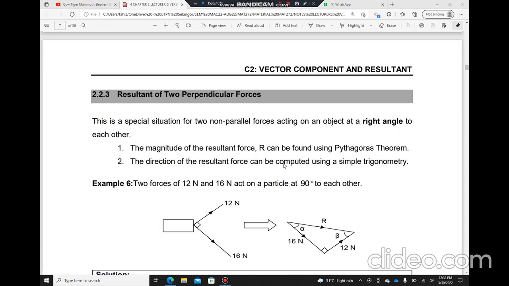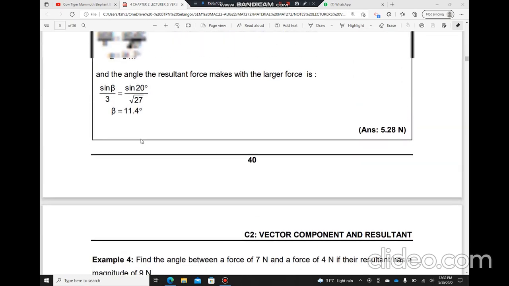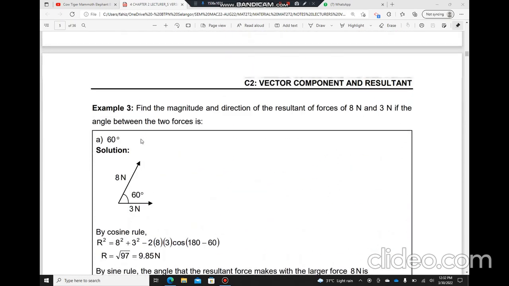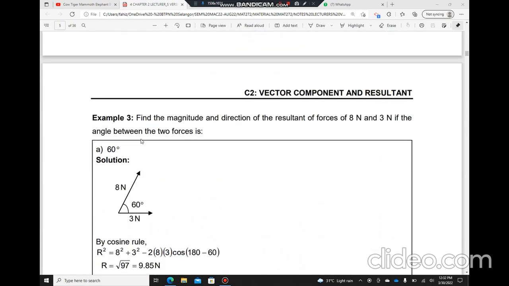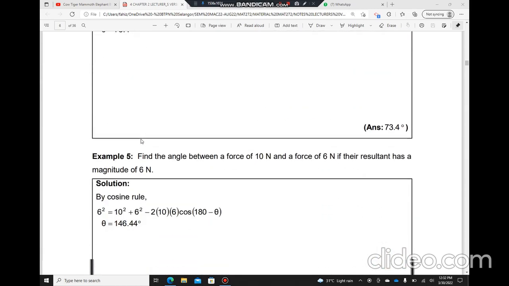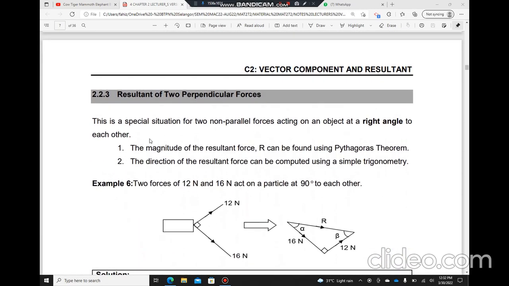Okay, next, resultant of two perpendicular forces. This is a special situation for two non-parallel forces acting on an object at a right angle to each other. So dia beza dengan yang ni. Yang ni walaupun dia non-parallel tapi sudut dia berbeza-beza kan. Okay, tapi yang ni we just focus on right angle. Okay, right angle means 90 degree.